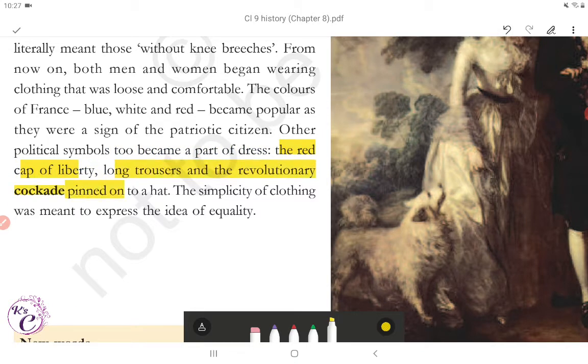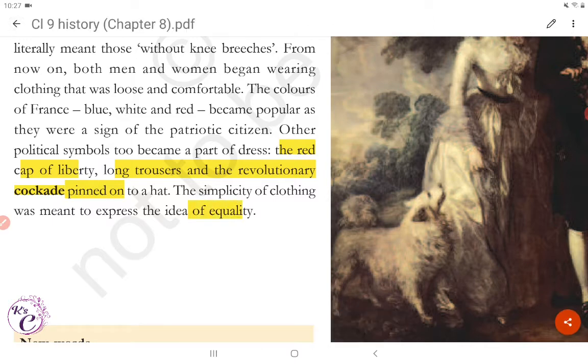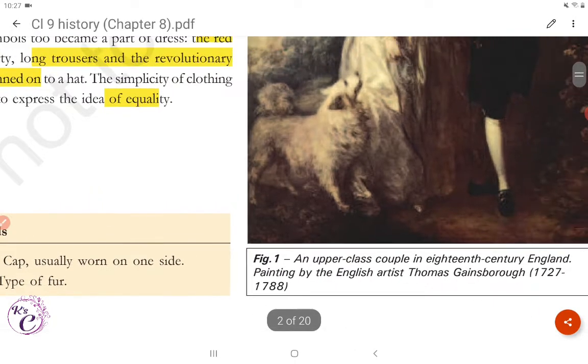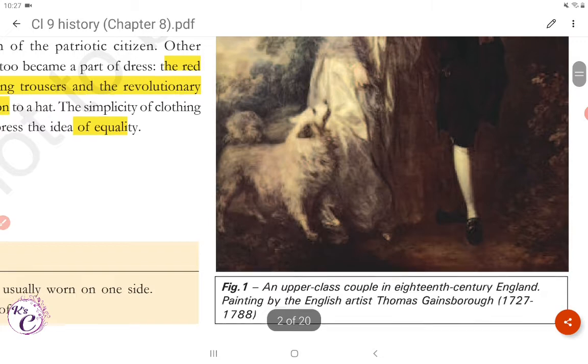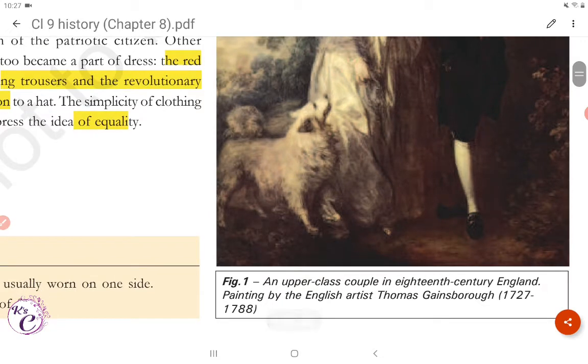The simplicity of clothing was meant to express the idea of equality. Here is figure 1, an upper class couple in 18th century England, painting by the English artist Thomas Gainsborough, 1727 to 1788.